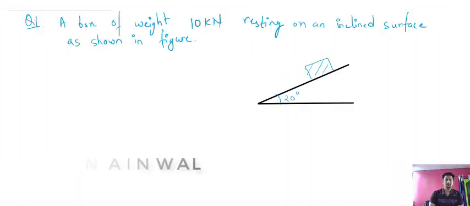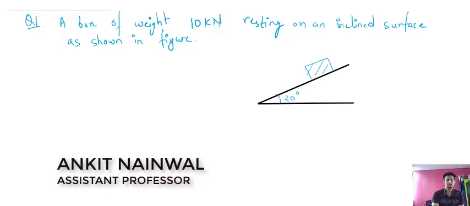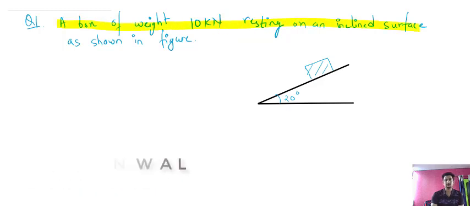So the numerical one says that a box of weight 10 kilonewton is resting on an inclined surface as shown in the figure. You need to find out. So this is the inclined surface on which this box has been kept, which is inclined at 20 degrees with the x-axis.